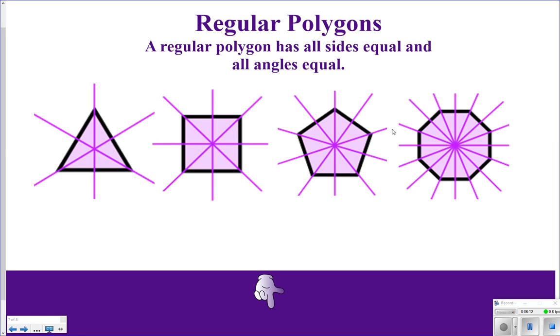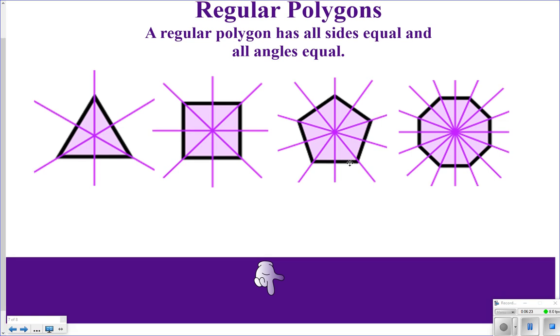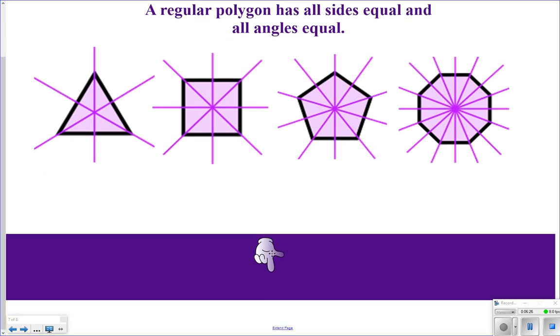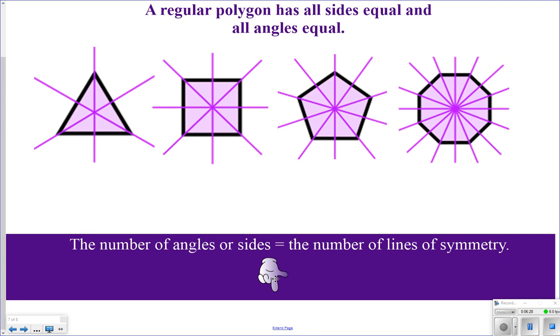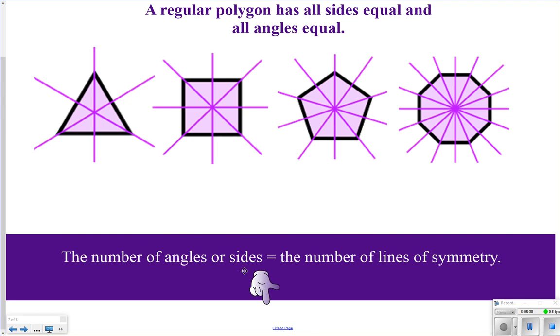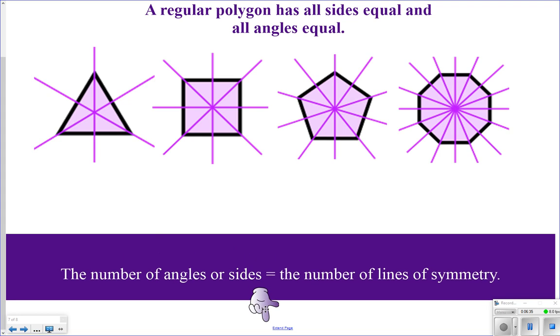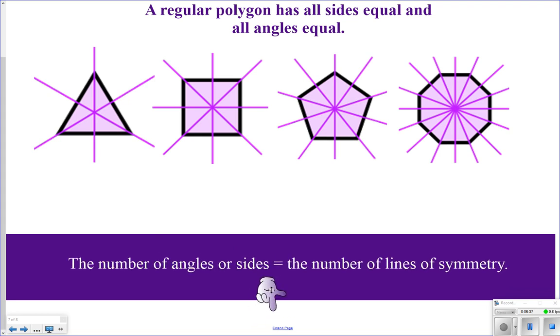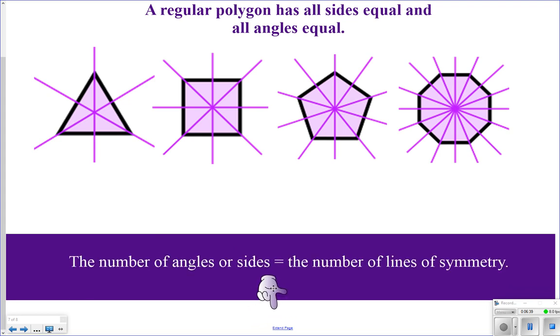Octagon. Excellent. Okay, the octagon, if it's a regular octagon, has 8 equal sides and 8 equal angles, so it will have 8 lines of symmetry. And say with me, the number of angles or sides equals the number of lines of symmetry. When you have a regular polygon, the number of angles or sides equals the number of lines of symmetry.